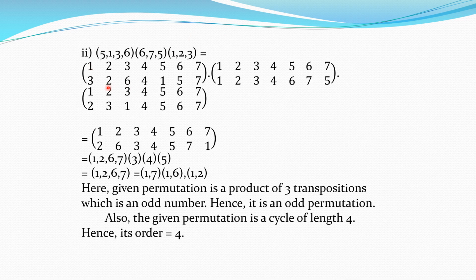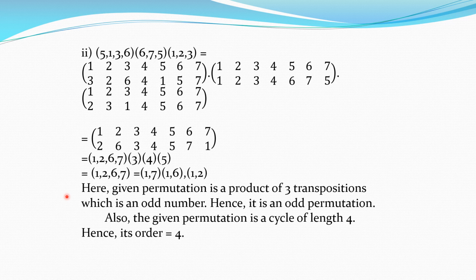Now first we express them in the form of array notation and then taking the composition, finally we get a single permutation in array form. Now writing in cycle form we get (1 2 6 7) and all the others are cycles of length 1. So finally it is (1 2 6 7), a single cycle of length 4.